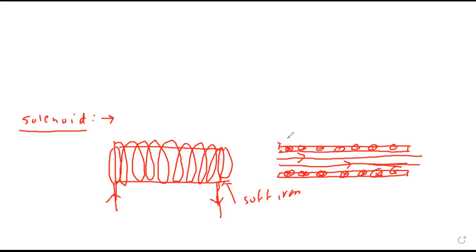Dot dot dot is current and cross cross cross is current going from here, it is coming out and going in. So the out one is a dot, the in one is a cross.